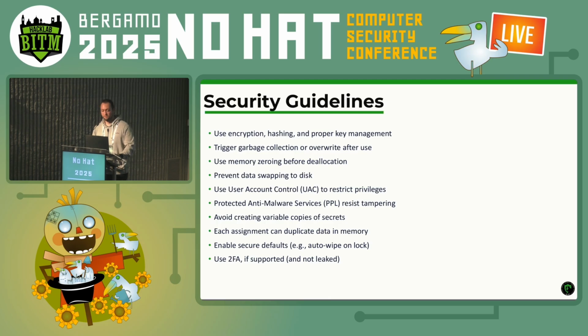So, security guidelines. What can we use to protect this type of information? We can either use encryption, hashing, memory zeroing, prevent data swapping to disk, restrict privileges. There are so many ways to do that. Of course, there are not only these ways. As you can see here, we have different mitigations. Some are mitigations that the products themselves can use, and others are mitigations that we as users can implement, like having 2FA, and protecting ourselves from visiting malicious sites and executing malicious executables.